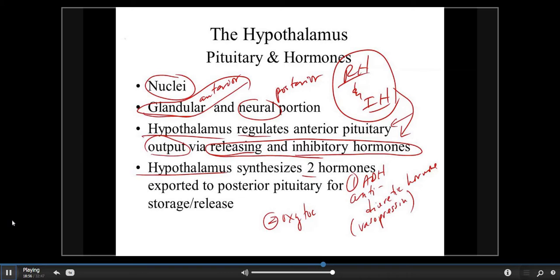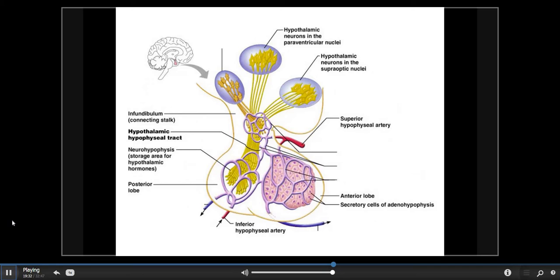So these are the hormones that are produced in the nuclei in the hypothalamus that are going to be transported directly into the posterior pituitary for temporary storage, and then eventually released. So you have releasing and inhibitory hormones that are produced in the hypothalamus, and they are responsible for releasing or inhibiting hormones that are produced and secreted from the anterior pituitary, or the glandular portion of the pituitary gland. So here's a picture that illustrates this best.